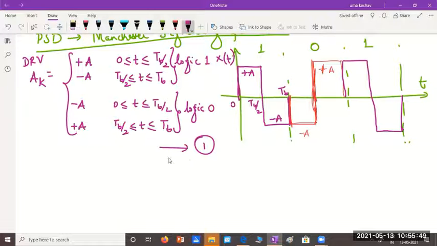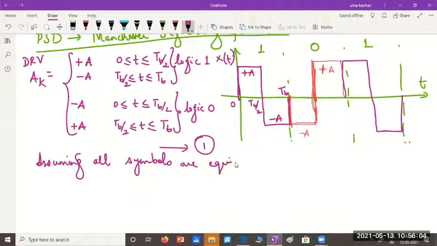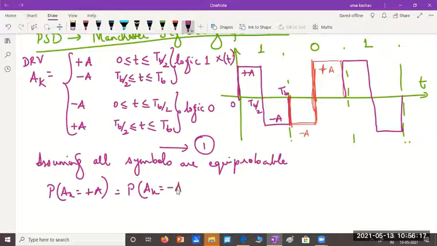Now, as usual, I should assume the probabilities or find the probabilities. So assuming all symbols are equiprobable, I can say probability that AK is equal to plus A should be equal to the probability that AK is equal to minus A, and both should be half. If I consider 4 possibilities as shown here, all these probabilities will be 1 by 4 each. Yes or no?